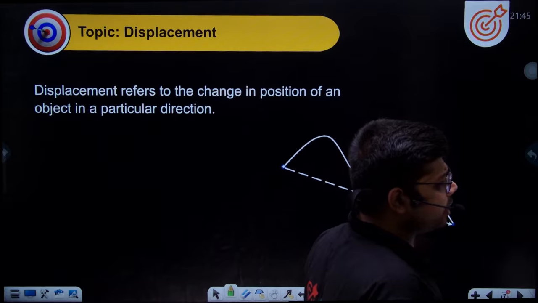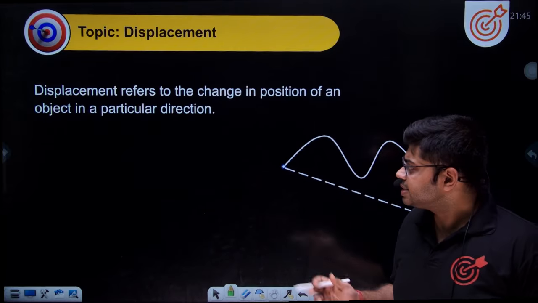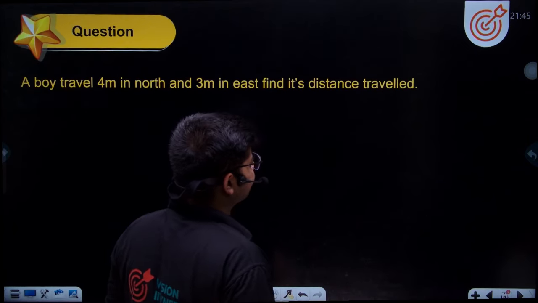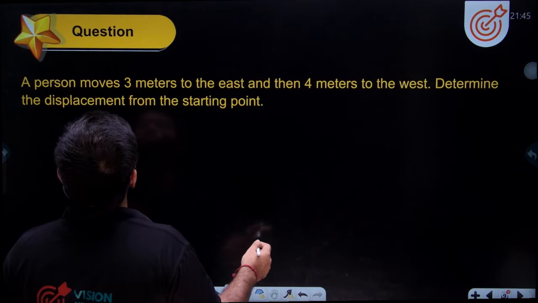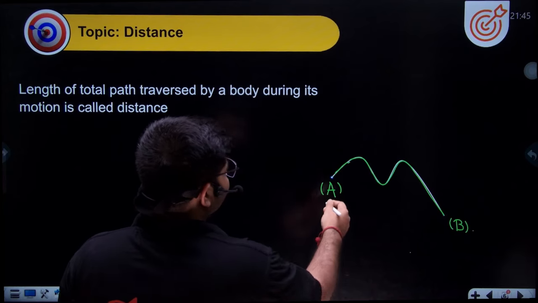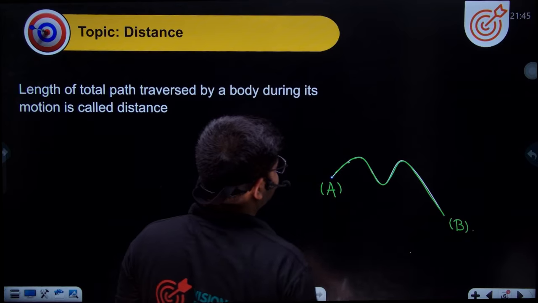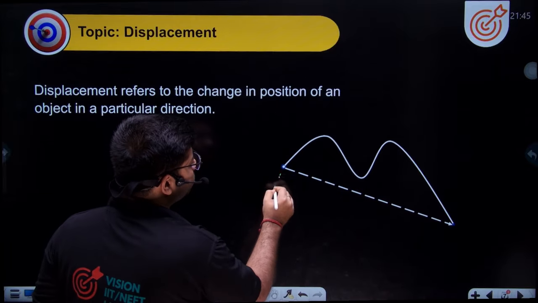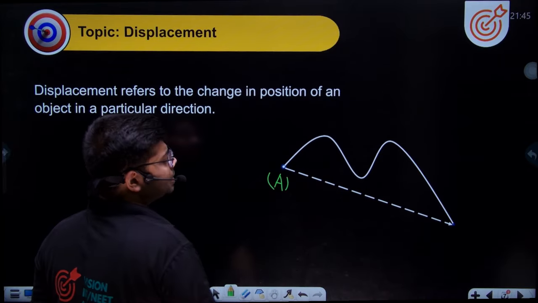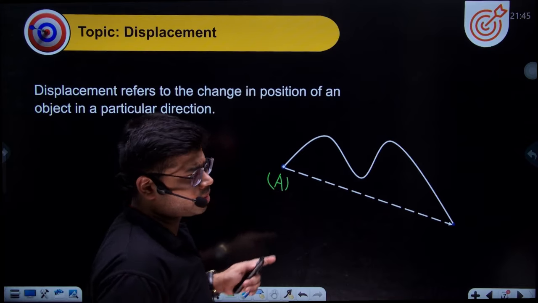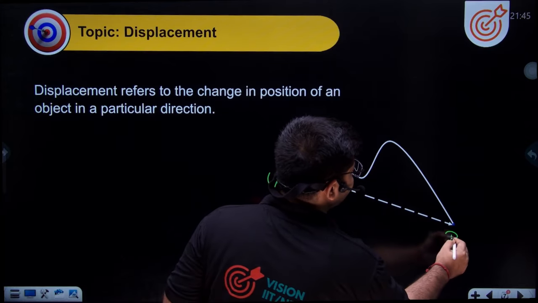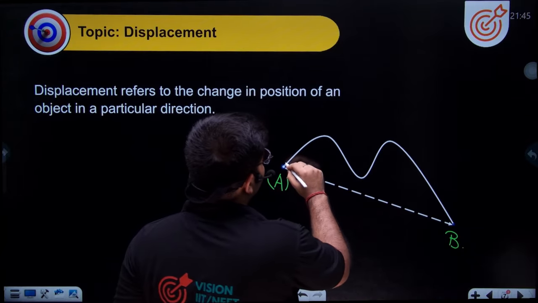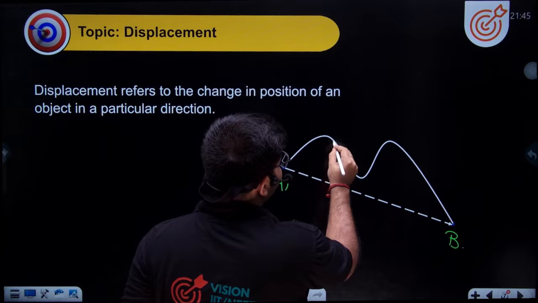Let us put it in a more simple manner. Say for example, I have taken the same diagram, the diagram for the distance as well as for the displacement. It is the same diagram. So here you are starting from point A and you are going to point B, and suppose the path followed by you is the same. You have followed the same path.